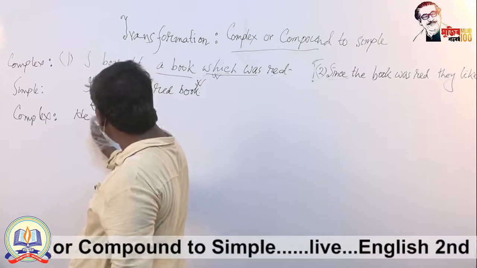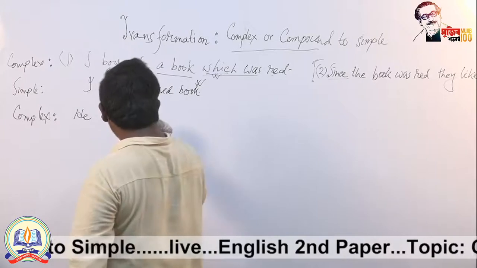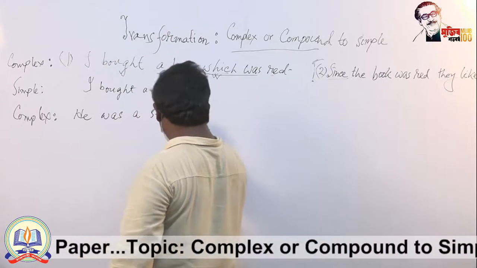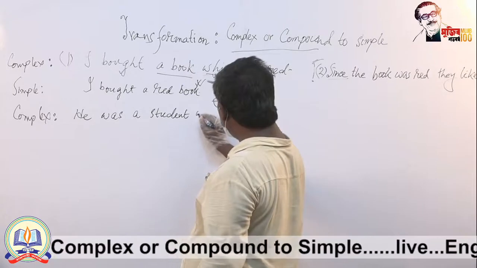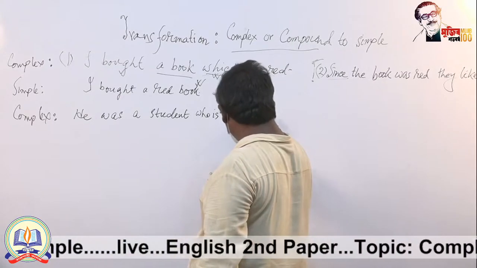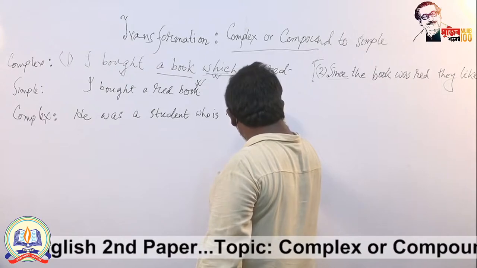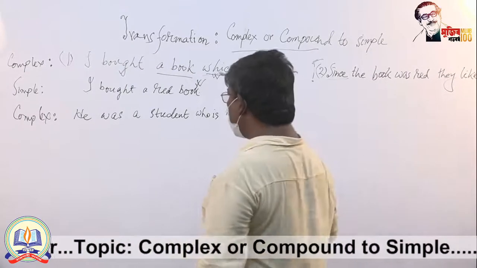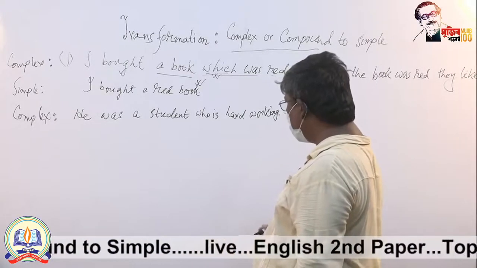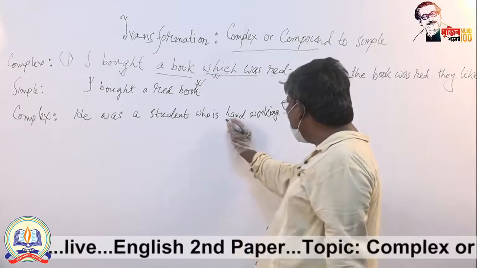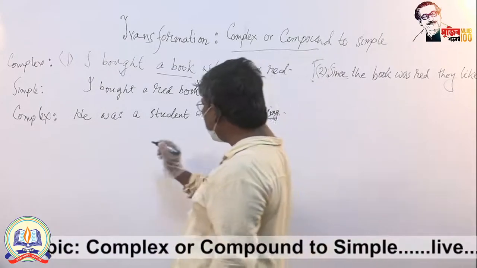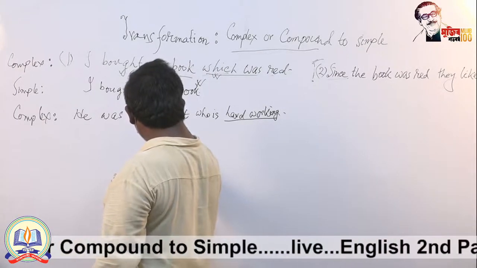He was a student who is hard working. Just add the complement of the subordinate clause, who is hard working, with the complement of the main clause.